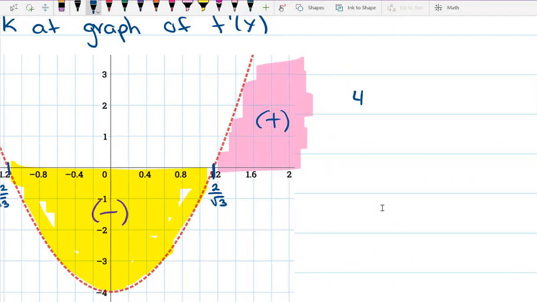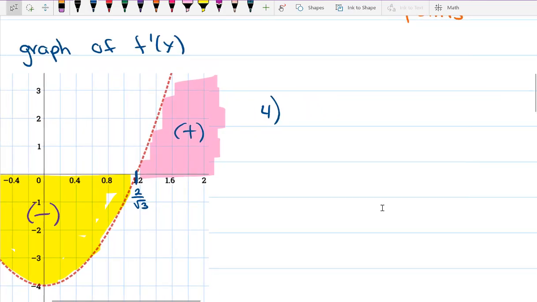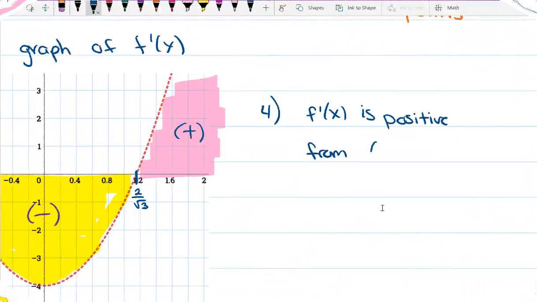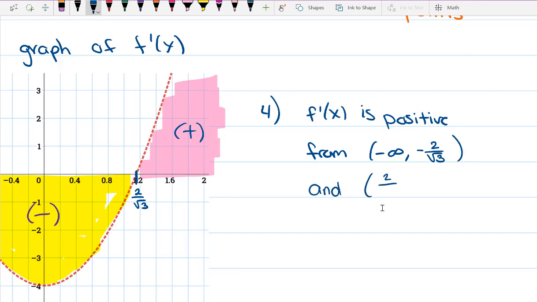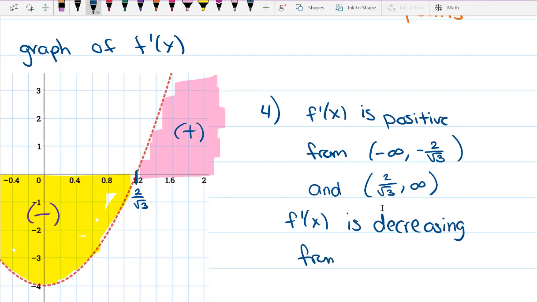So step number 4 is then to determine our intervals. f prime of x is positive from negative infinity to negative 2 divided by radical 3, and from 2 divided by radical 3 comma infinity. And f prime of x is negative from negative 2 divided by radical 3 to 2 divided by radical 3.